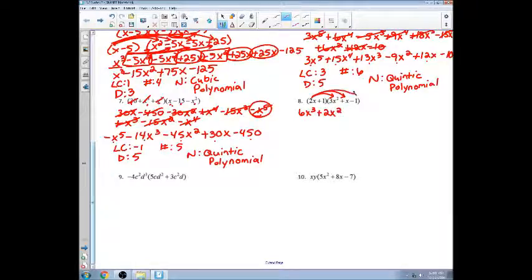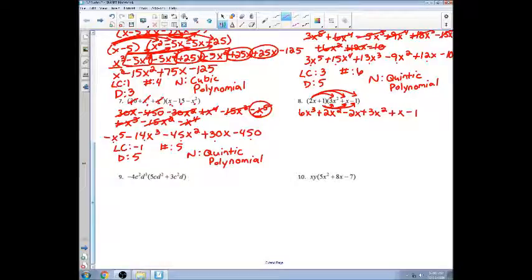2x times negative 1 would get me negative 2x. And I have 1 times 3x, which would be positive 3x squared. 1 times x would be positive x. And 1 times negative 1 would be negative 1. All I have to do now is combine like terms.